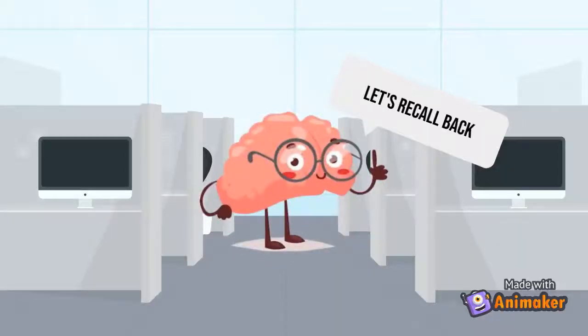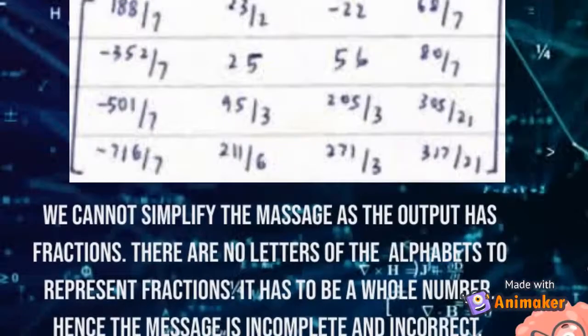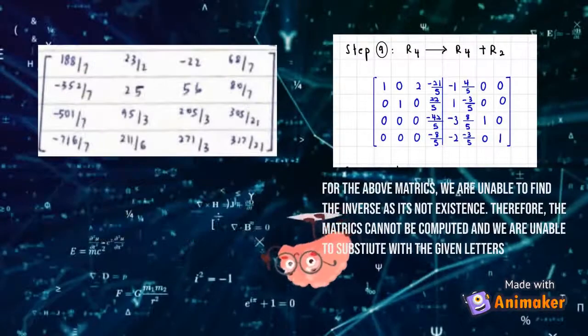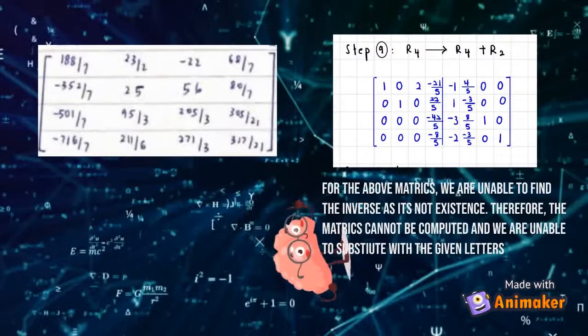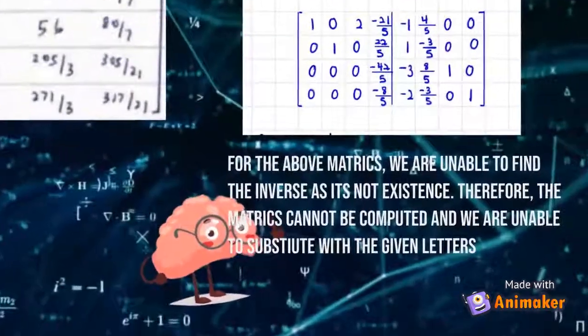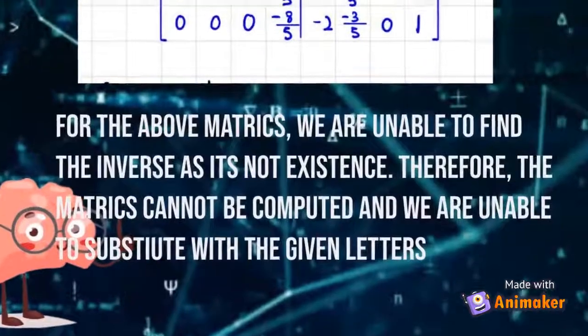Let's recall back. We cannot simplify the message as the output has fractions. There are no letters of the alphabet to represent fractions. It has to be a whole number. Hence the message is incomplete and incorrect. For the above matrix, we are unable to find the inverse due to its non-existence. Therefore, the matrix cannot be computed and we are unable to substitute with the given letters.